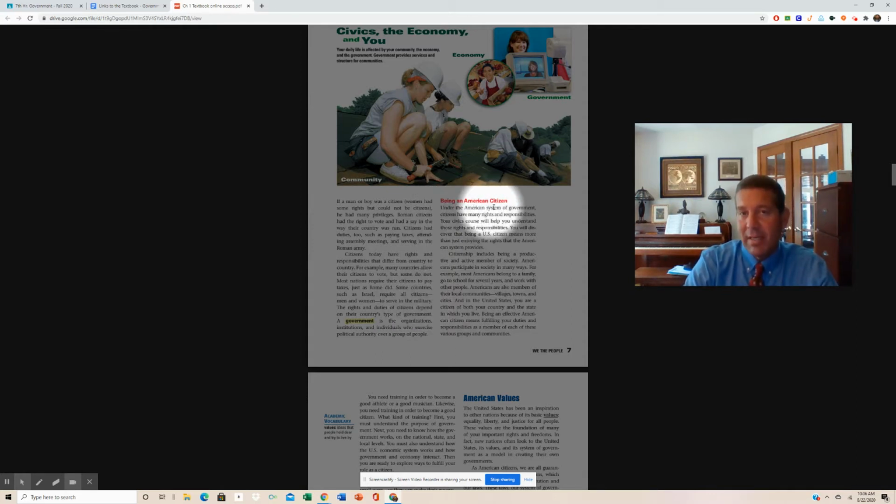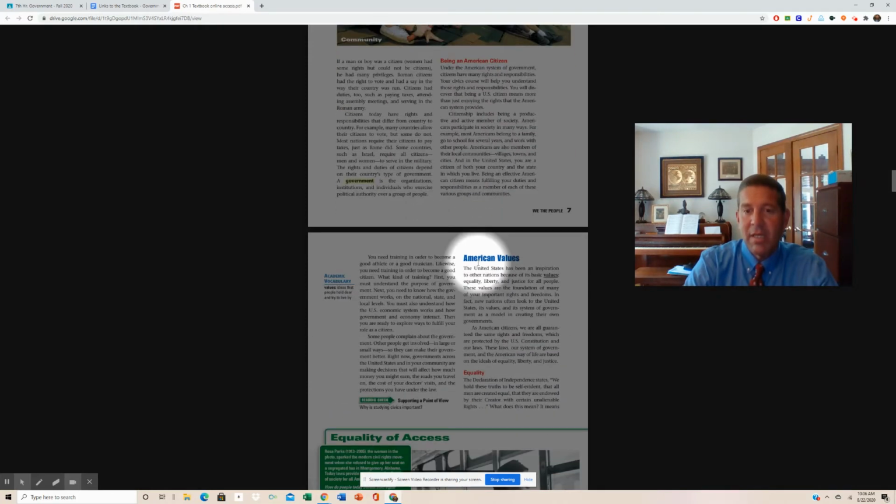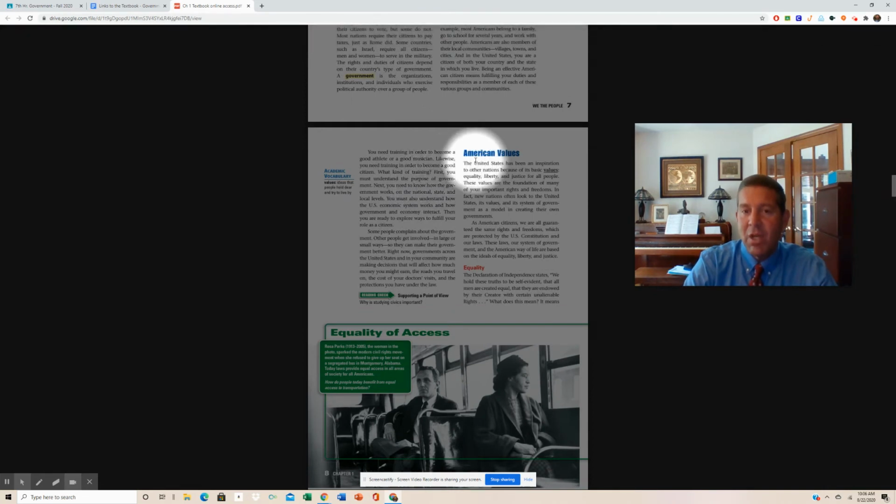What does it mean to be an American citizen? So the textbook then finishes through page 7 and also moves on to page 8, and it talks about both the roles, rights, and responsibilities of being a citizen. What you need as a member of a family as part of citizenship, living in a village or town, living in a state in our country. So these are all parts of being a citizen. The textbook then moves on and talks about American values. That the United States has been an inspiration to other nations because of its basic values.